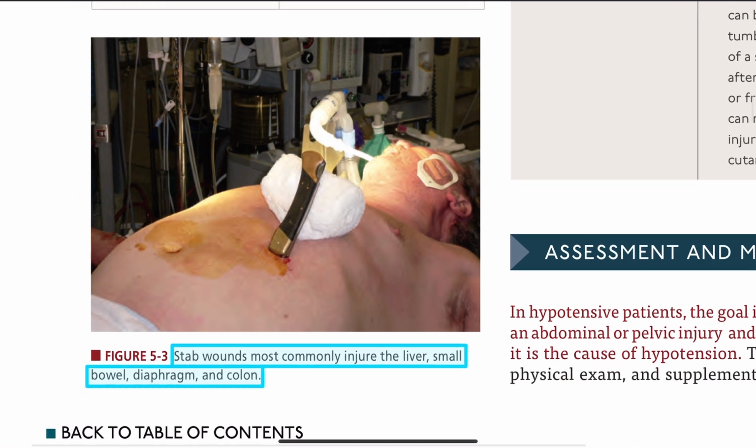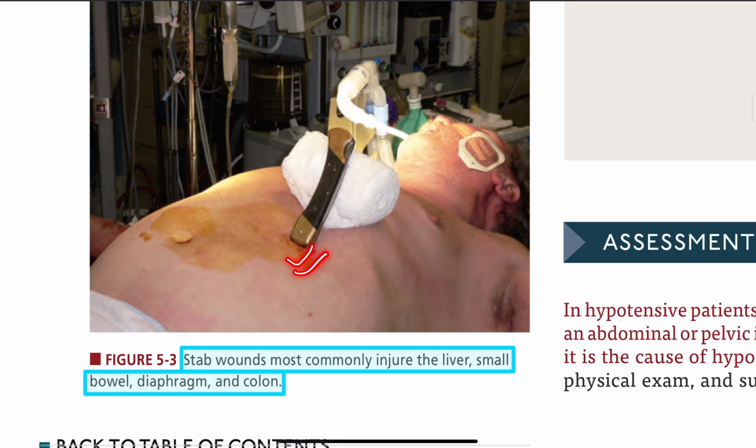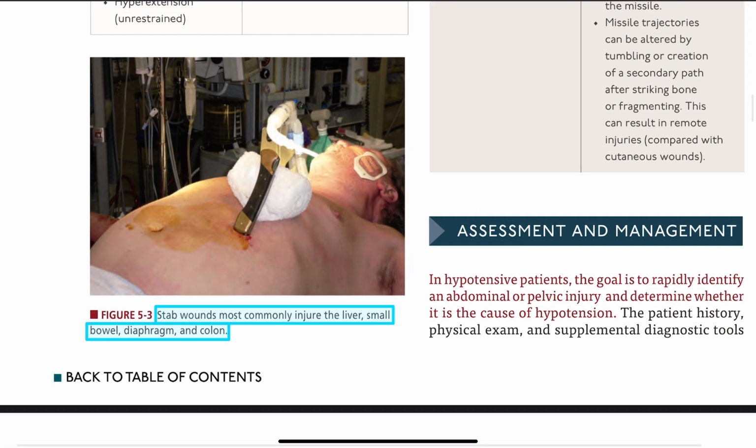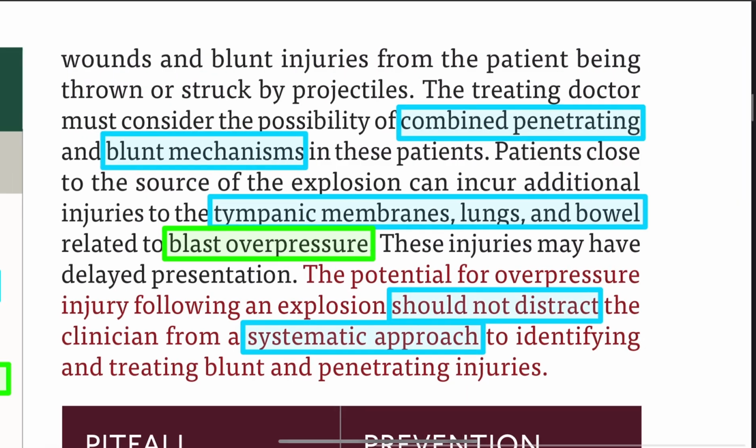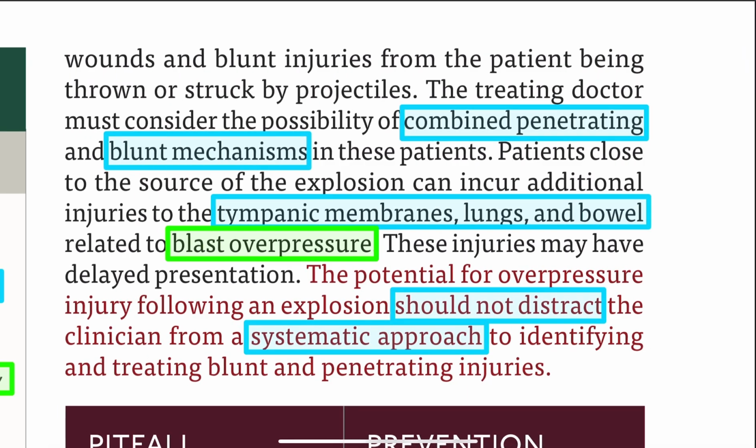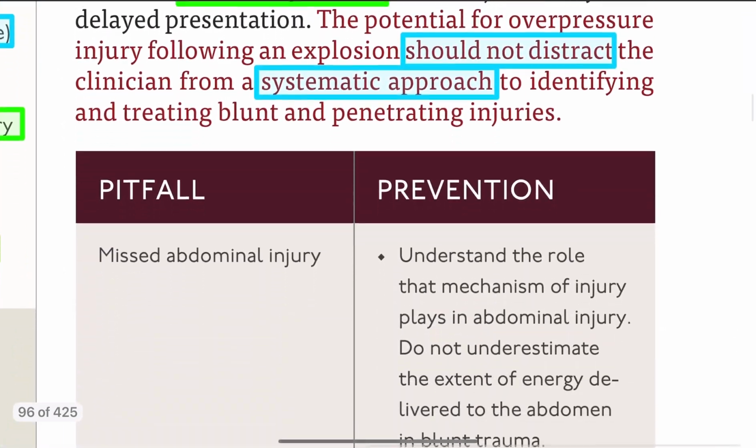So this is stab wound. In stab wound, the most common organs injured are the liver, small bowel, diaphragm, and colon.